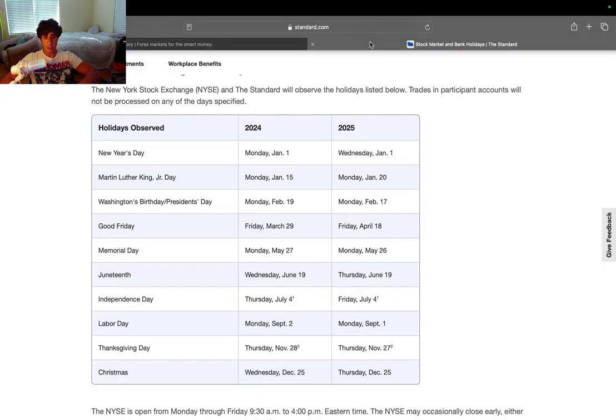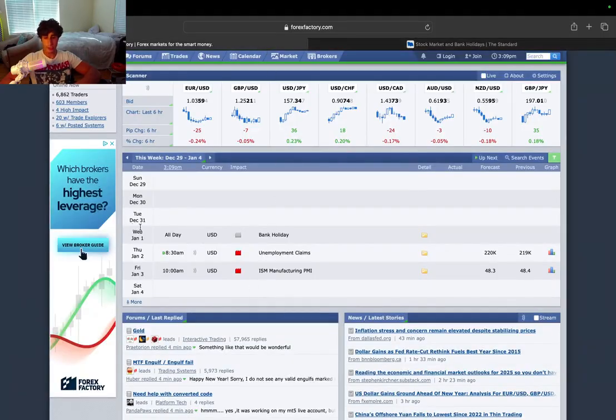This is also where you can check bank holidays. So for example, tomorrow is going to be New Year's Day. So New Year's is going to be a bank holiday, right? We will not have any price action. The stock market will be completely closed. You cannot trade during these times.